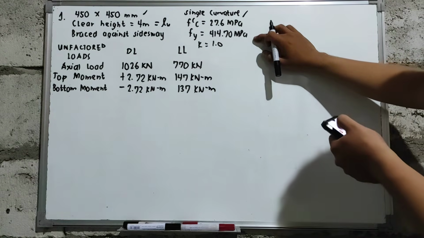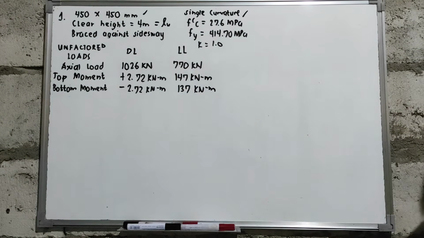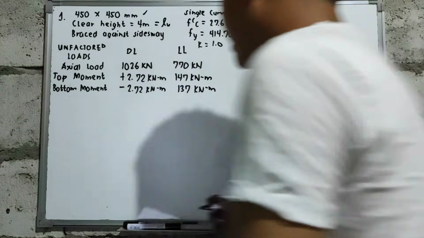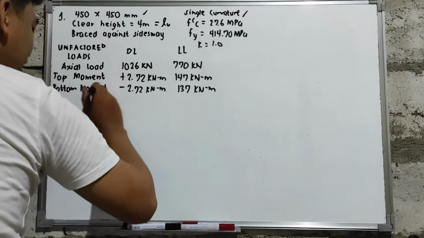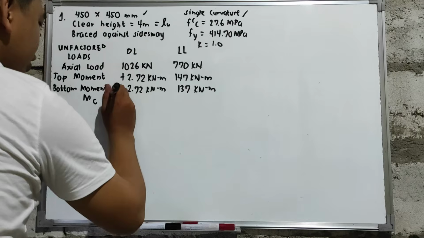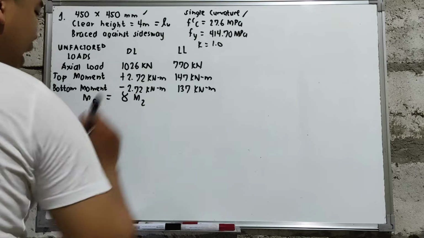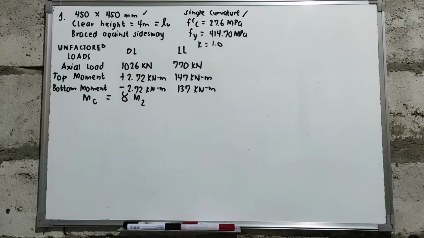The value of your fy is equal to 414.70. Determine the magnified design moment. So we are looking for the magnified design moment, denoted by M sub C. That is equal to the magnification factor multiplied by the bigger moment, denoted by M sub 2. For that, to know the magnified moment, of course we first check whether slenderness really has an effect on our column.